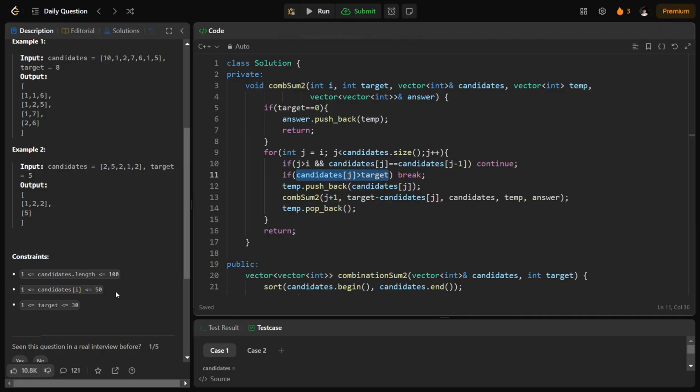That was one of the cases. Again, if j is greater than i, not for the first case, and the current candidate is equal to the previous candidate, that means I have checked this element previously, so I won't do the same computation again for different j values. That is why we just continue. So that was the whole code.